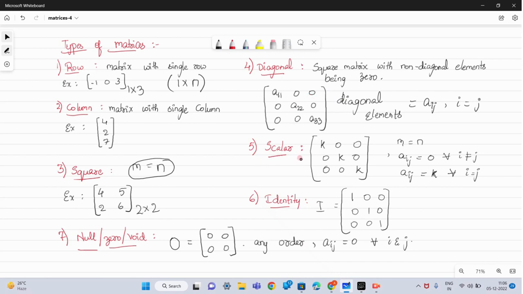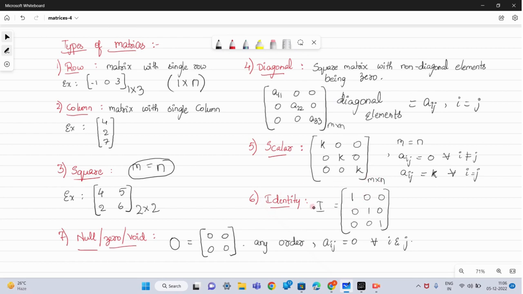Coming to the scalar matrix. It is also a subpart of the diagonal matrix in which the diagonal elements will be a constant, and all 3 diagonal elements will be the same. In a diagonal matrix they can be different, but here all 3 are the same and the non-diagonal elements will be 0. It is the same order, m cross n. Here also the same.